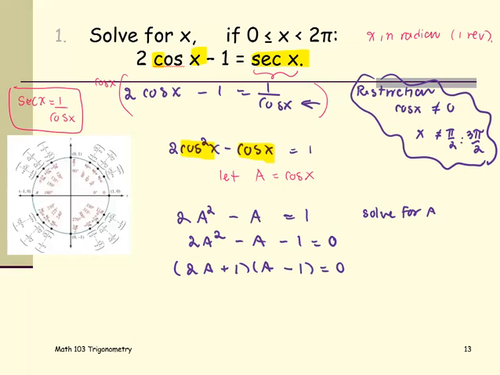At this point, we have two equations. The first one is 2A plus 1 equals 0. The second one is A minus 1 equals 0. Solving for A, we have A equals -1/2 for the first group and A equals +1 for the second group. Recall that A is cosine x. We're going to replace A with cosine x.